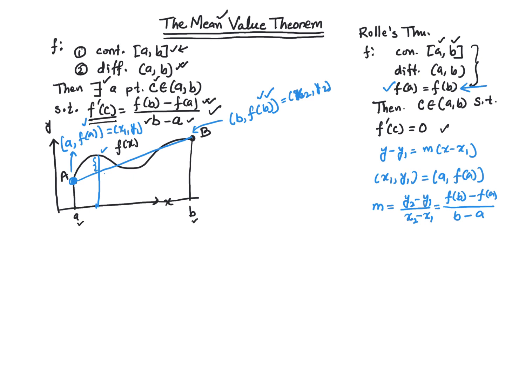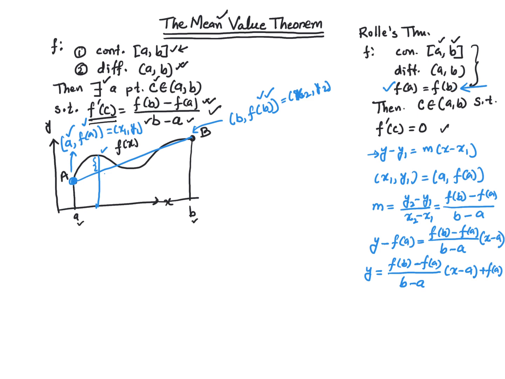That is the slope. So once I know the slope and I know a point, I can find the equation of a straight line, and that is the equation. So y minus y1, remember my y1 was f(a), is equal to the slope, (f(b) minus f(a)) divided by (b minus a), times (x minus a). So x minus x1, x1 is a right here.